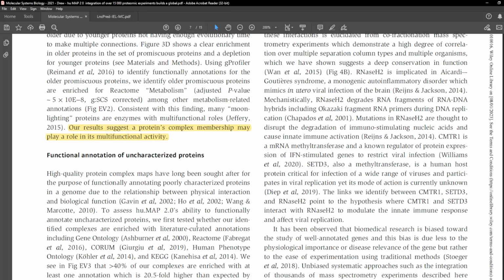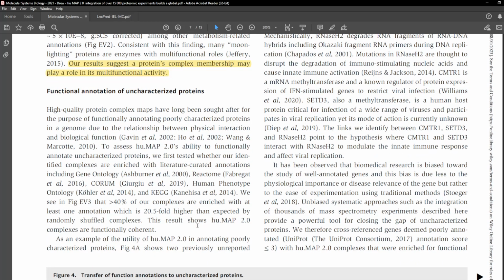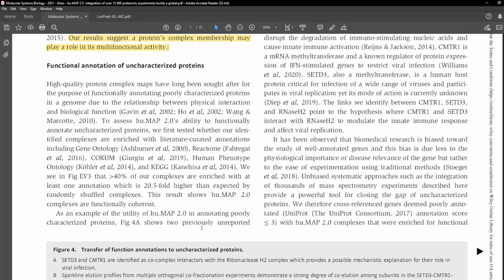Figure EV2. Annotation enrichment of older promiscuous proteins. g:Profiler output shows older promiscuous proteins are enriched for metabolic processing annotations. Functional annotation of uncharacterized proteins.